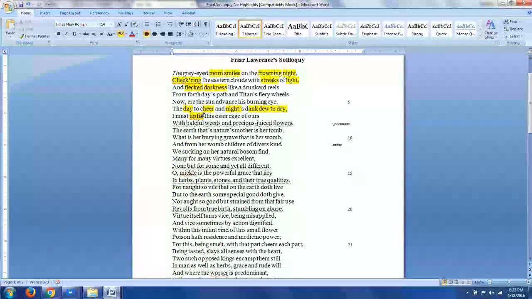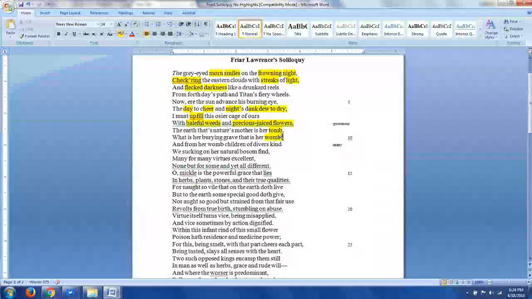It's the opposite of the way we would usually say it. So we can already see, even in the diction, there is some inversion here, and there's even some inversion further on when we invert sentences. Even in the syntax, there's this idea of the opposites. Then we have baleful weeds, and baleful means poisonous or destructive. And then precious juiced flowers. Those are opposites. Again, we have tomb and womb here. And this is another idea: the earth that's nature's mother is her tomb.